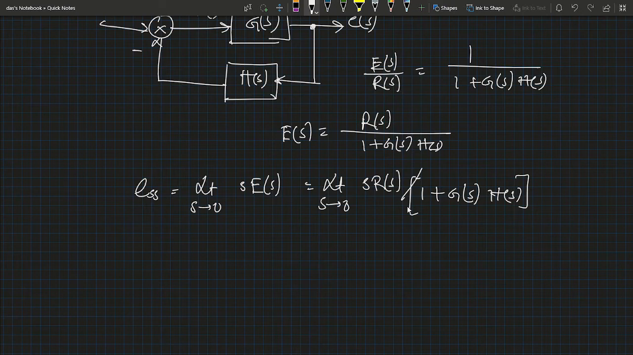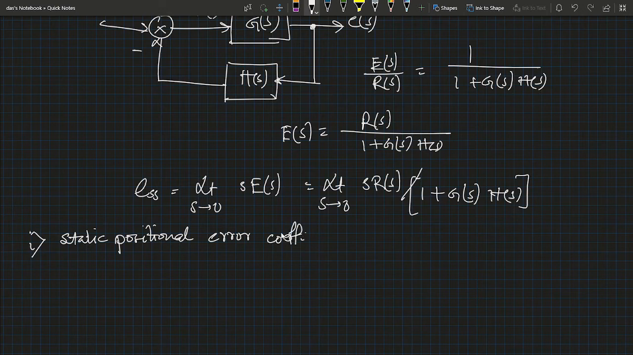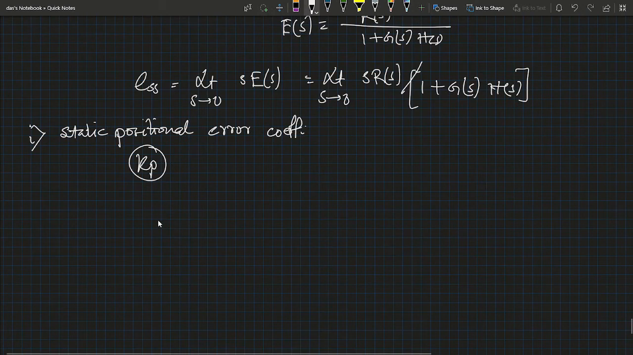Now here we measure some parameters known as static error coefficients, determined with the input. Number one, the static positional error coefficient. The static positional error coefficient is defined by Kp, where P stands for positional, with the step input signal applied to the closed loop control system, and it is determined as follows. So now what is the steady state error?